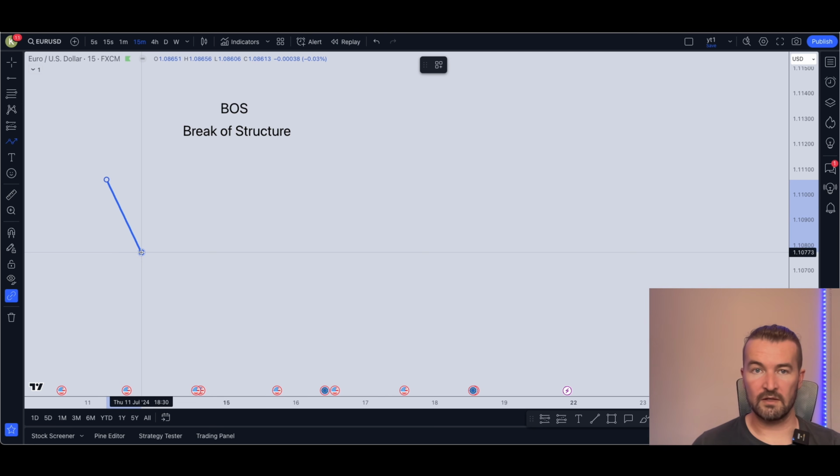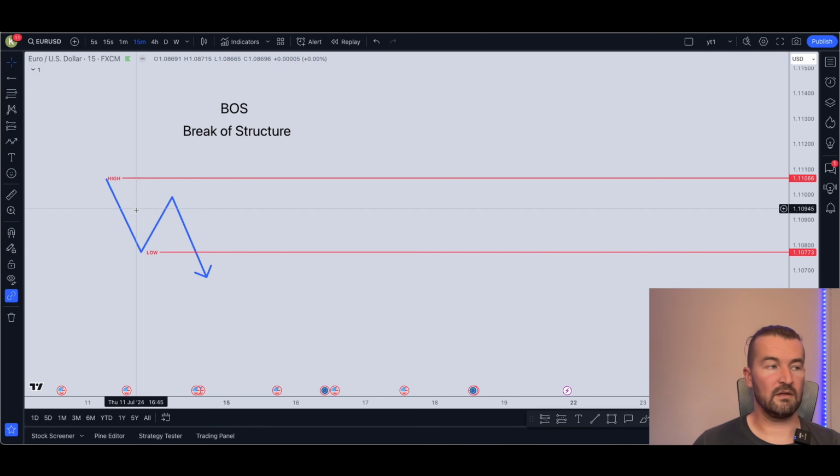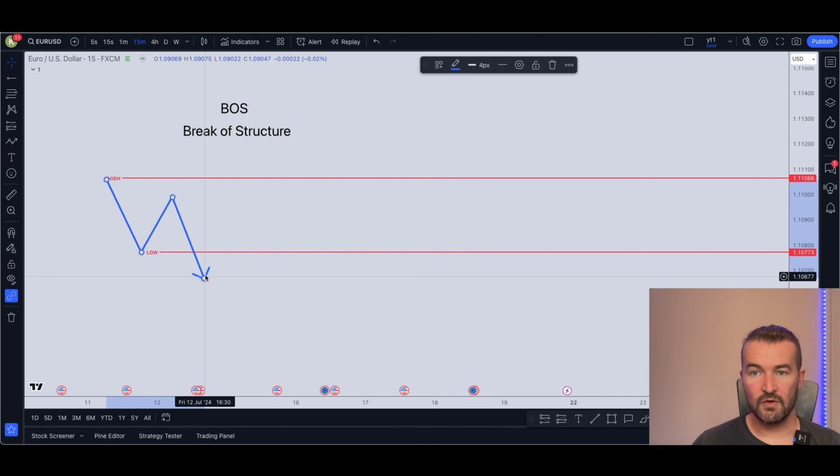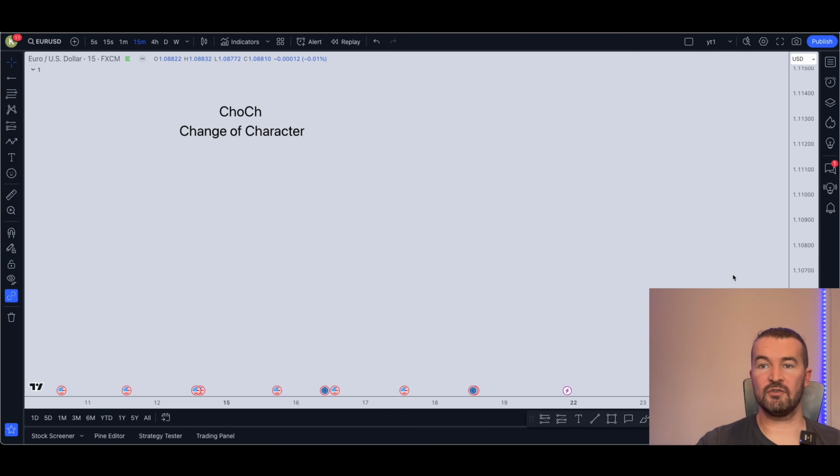Price moves down with candle 1. Candle 2 is a pullback. And then candle 3 is a break of the previous structure, okay? So in this instance, the high is over here, the low is down here, we have the pullback leg, and then we have the break down to break the low, which is the break of structure.